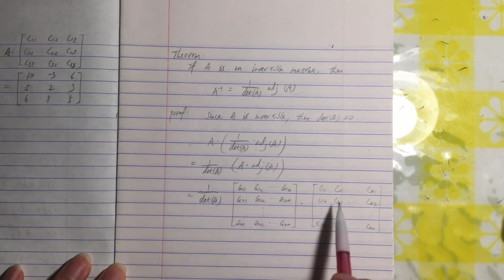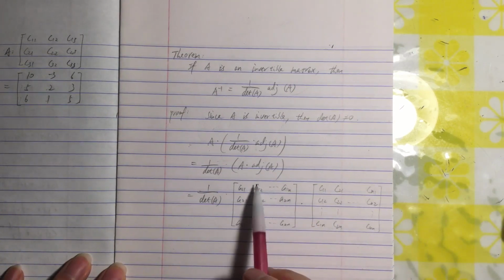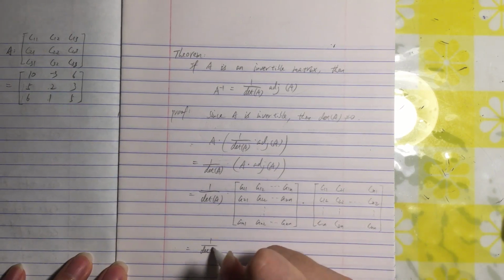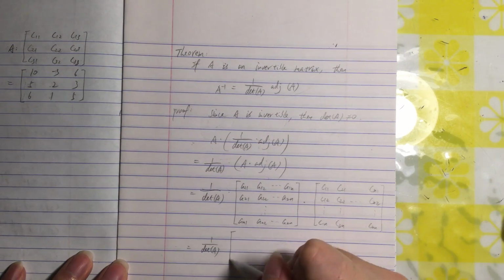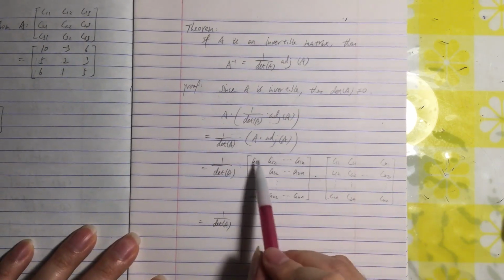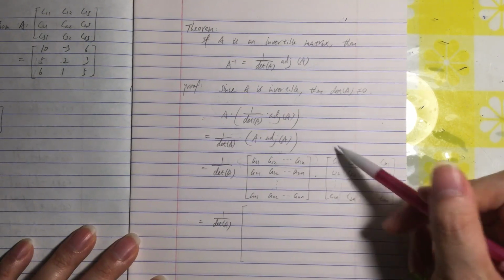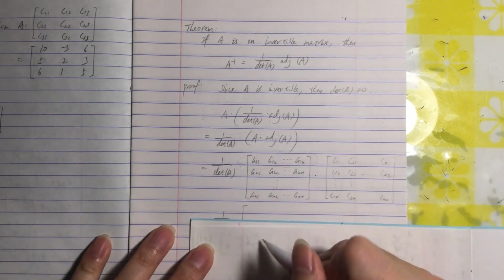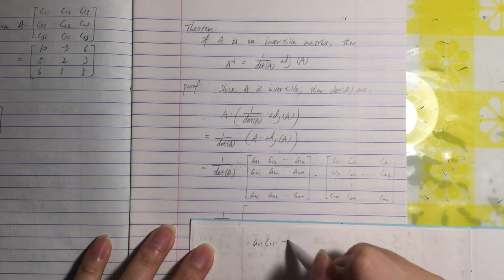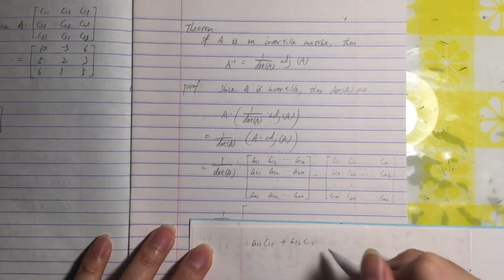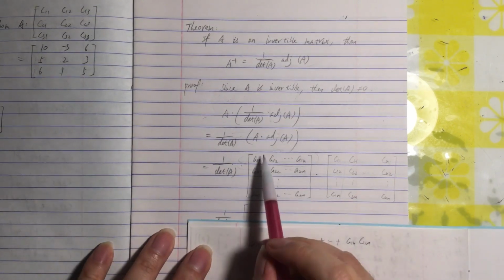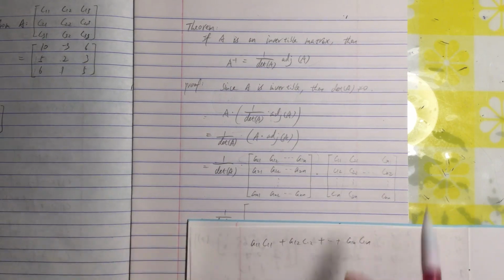Then, when we multiply matrices, we take row times column. For the first entry, take the first row times the first column, what do we get? I get A11 times C11 plus A12 times C12 plus A1n times C1n.